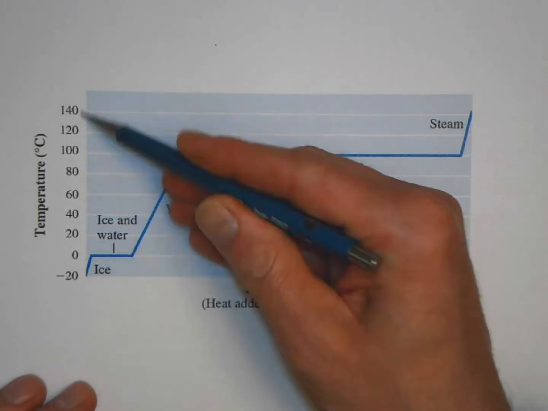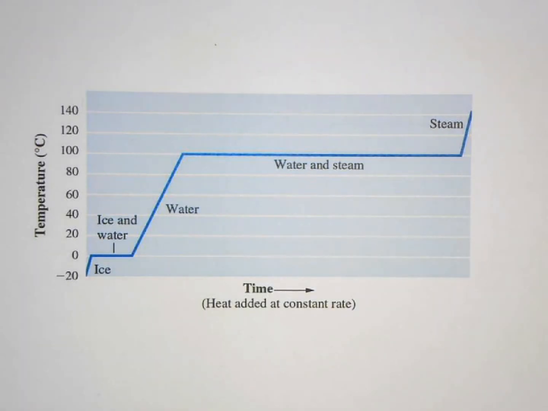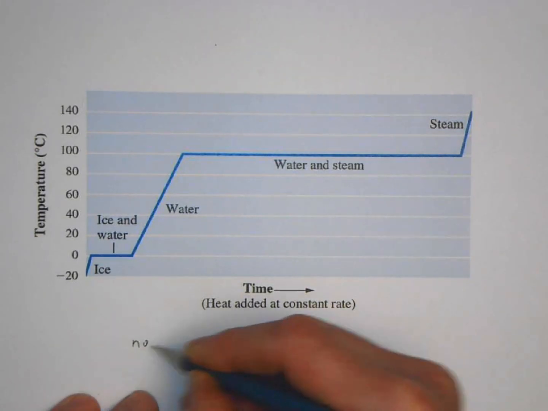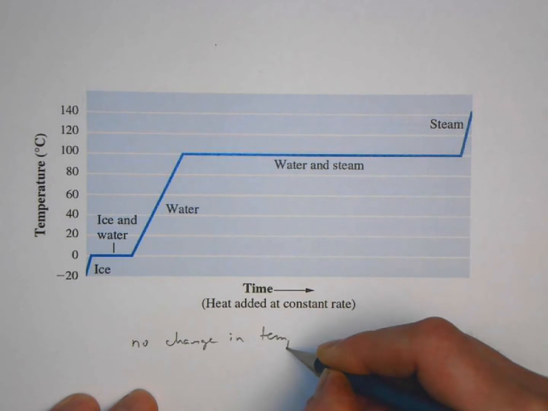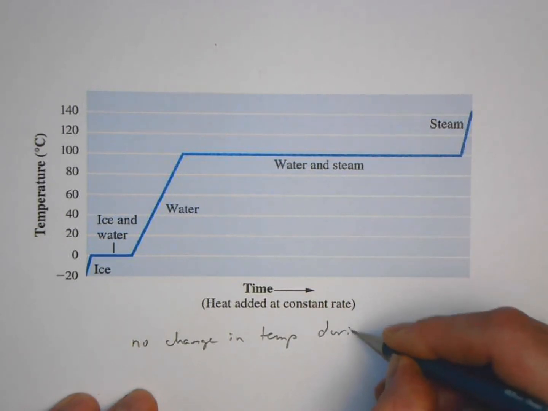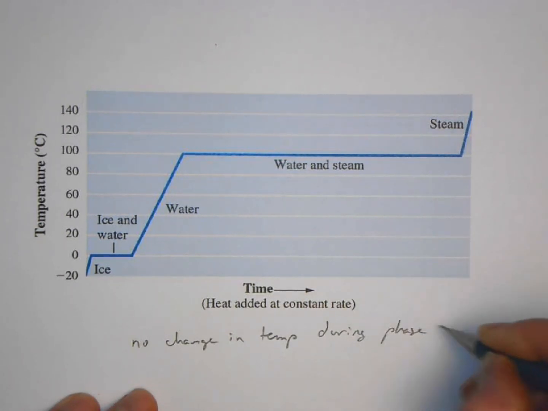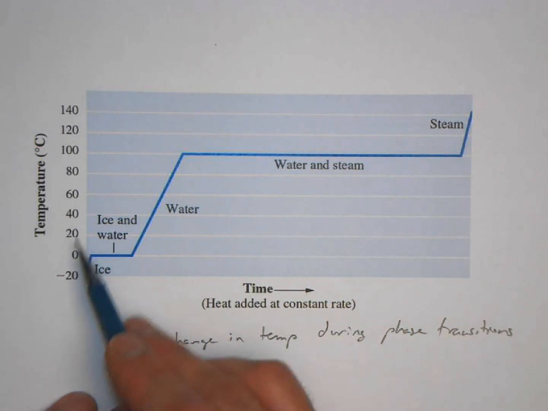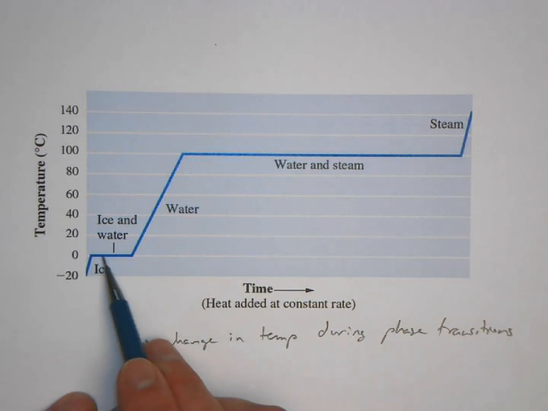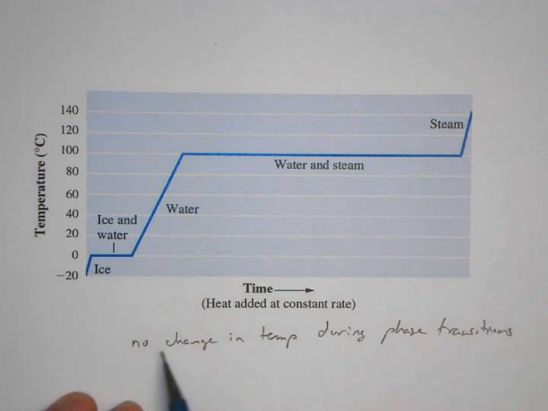And then let's look at the temperature here. Now there's one thing I want to point out, that there's no change in temperature during phase transitions. So we'll see this in a moment. That's what these flat lines are indicating. No change in temperature during phase transitions.